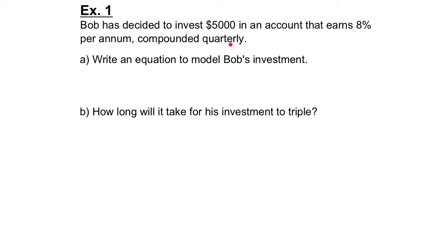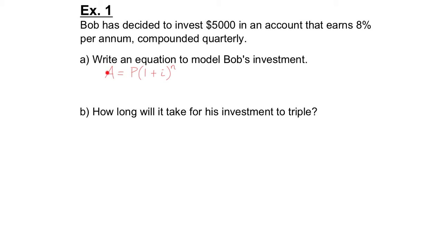Okay, so this is a compound interest question. We're starting with $5,000. It's growing by 8% per year, but it's compounded quarterly, so we have to make an adjustment to our interest rate per compounding period. Write an equation to model Bob's investment.